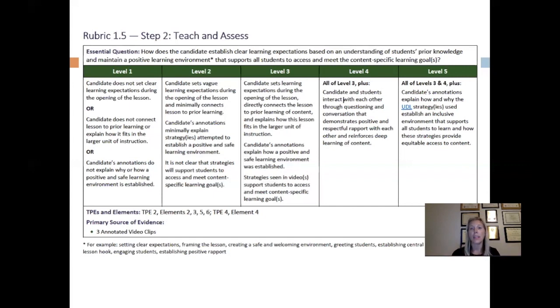Okay? And then to get the level 4, it says that the candidate and students interact with each other through questioning and conversations that demonstrate positive and respectful rapport with each other and reinforce deep learning of content.